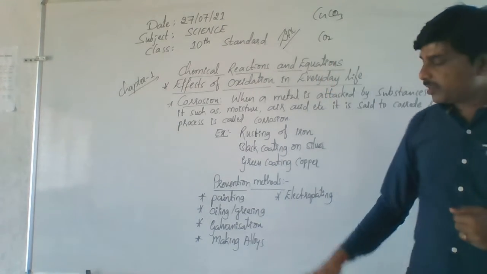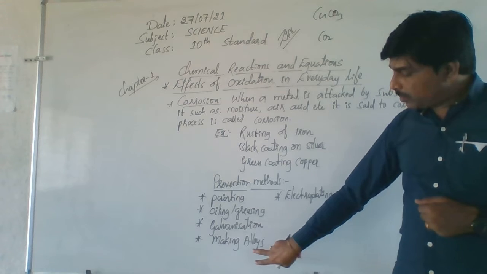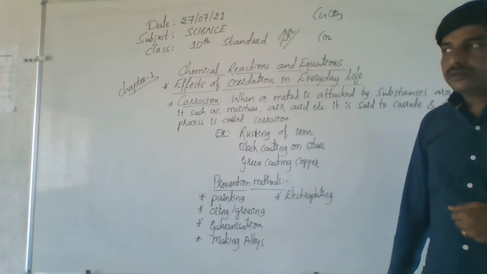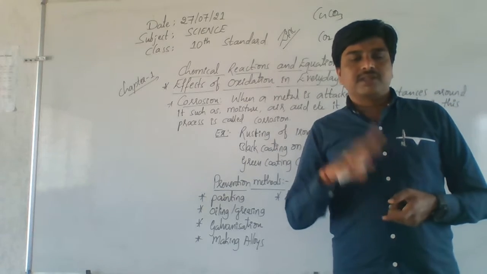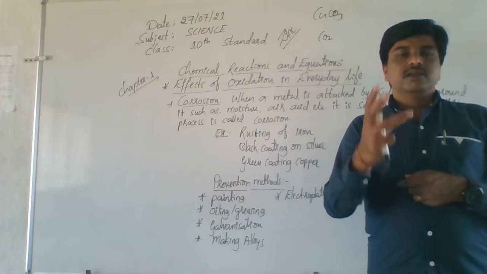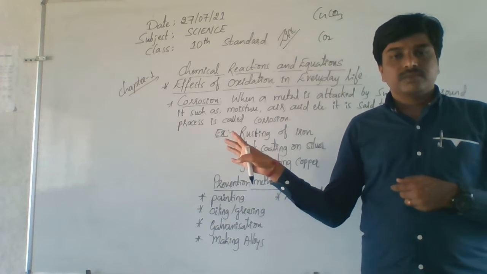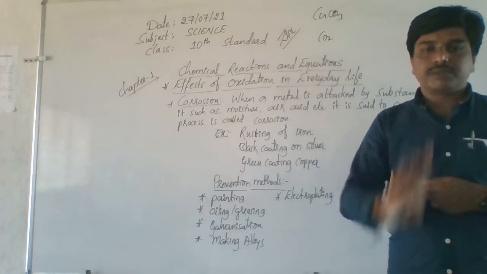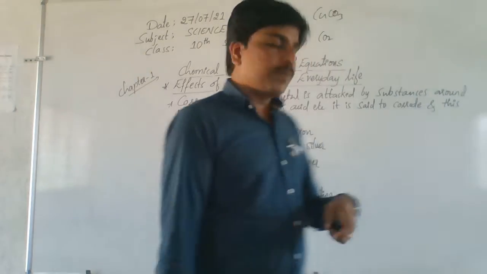Hence, galvanization is the very best prevention method. Next, making alloys. Alloys are a mixture of two or more metals. If we mix two or more metals and form an alloy, alloys do not get corroded. Hence, making of alloys is the best prevention method of corrosion of metals.